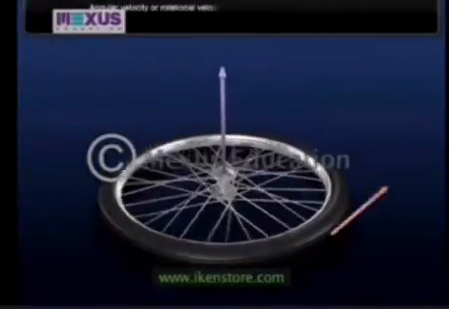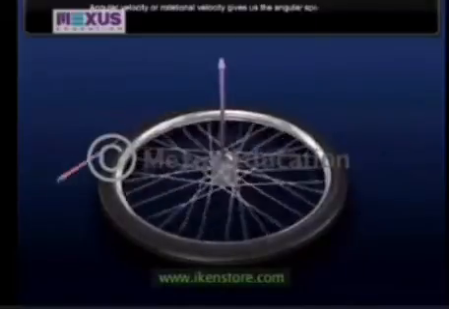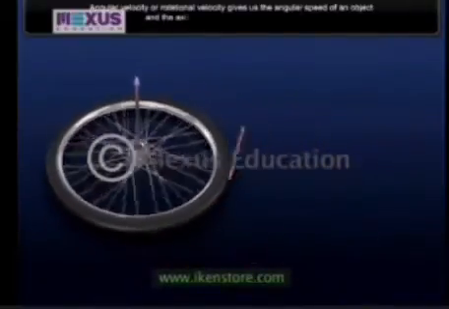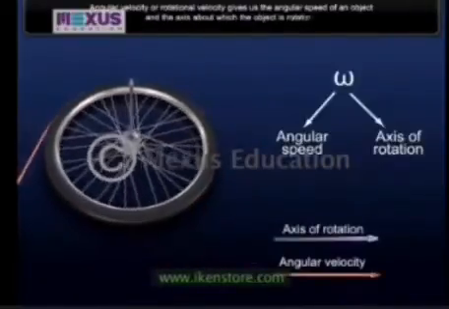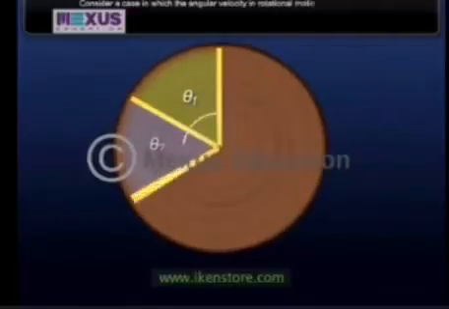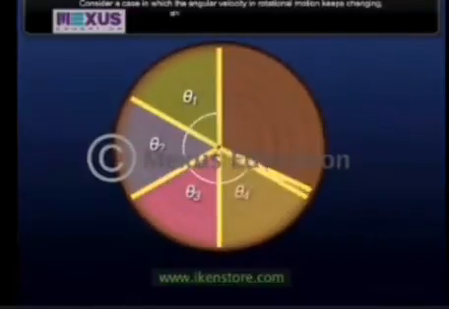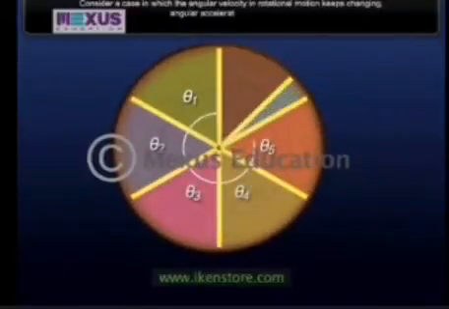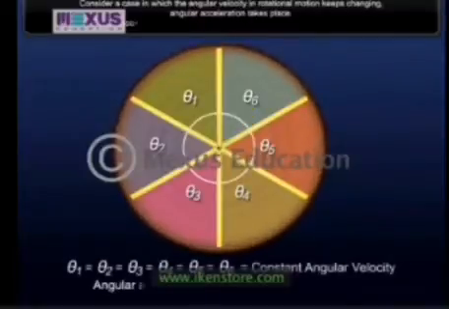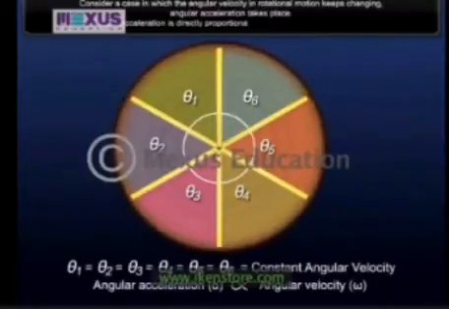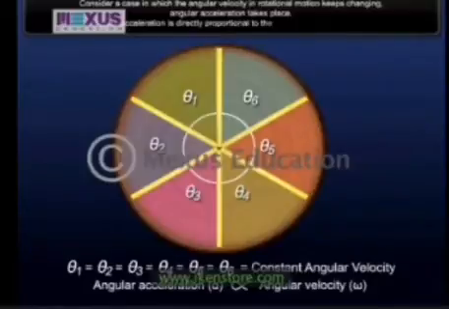Angular velocity or rotational velocity gives us the angular speed of an object and the axis about which the object is rotating. Consider a case in which the angular velocity in rotational motion keeps changing. Angular acceleration takes place. Angular acceleration is directly proportional to the change in angular velocity.